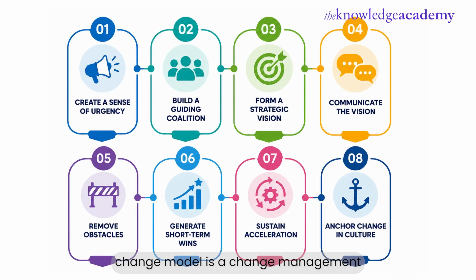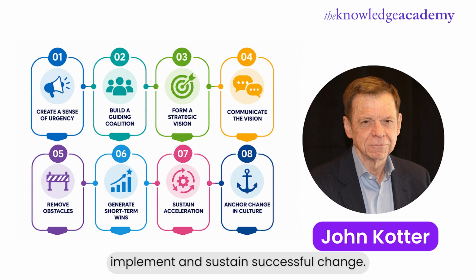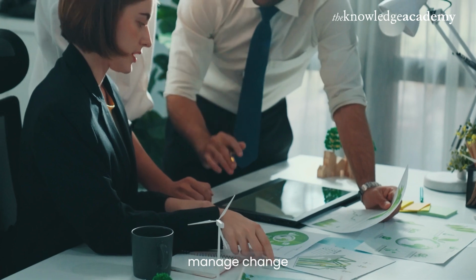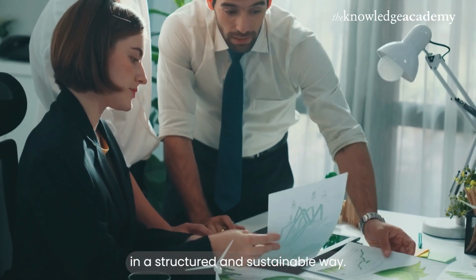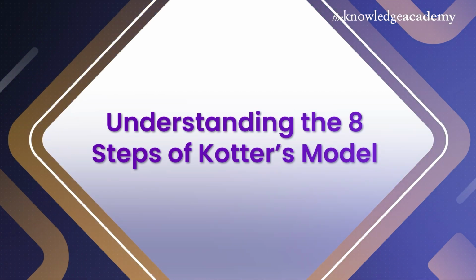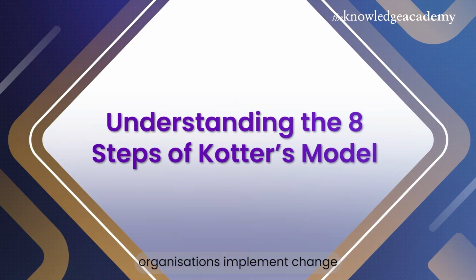Kotter's 8-step change model is a change management framework developed by John Kotter to help organizations implement and sustain successful change. These steps help organizations manage change in a structured and sustainable way. Understanding the 8 steps of Kotter's model. Each step in Kotter's model plays an important role in helping organizations implement change successfully.